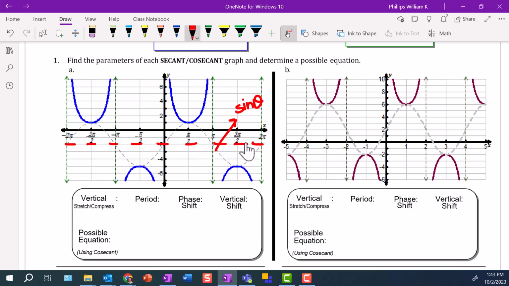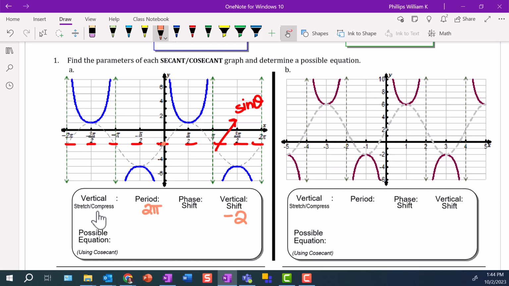All right. So the midline is always going to represent the vertical shift. So if my midline is on -2, that is my vertical shift. The period is how long it takes it to complete one cycle. So here, if I started here, remember sine goes up, down to the midline, down, back up to the midline. So this period is 2 pi.